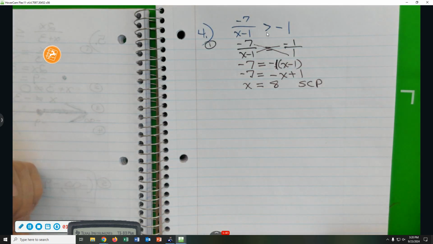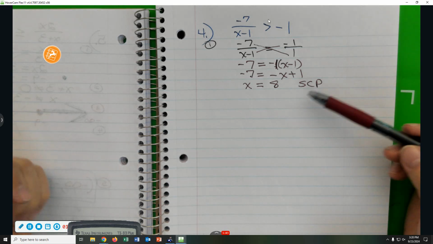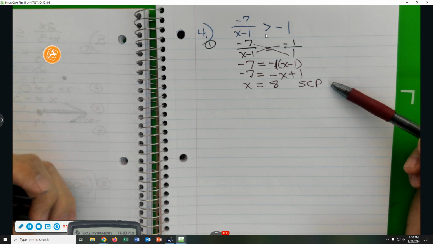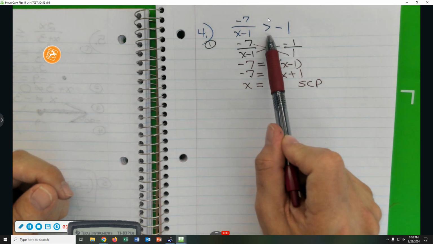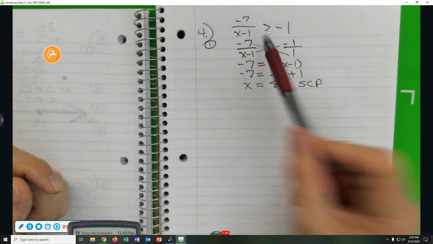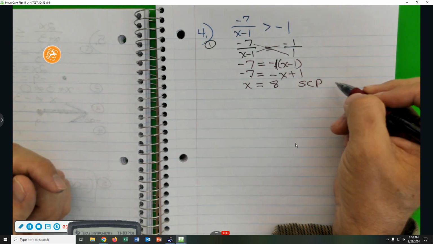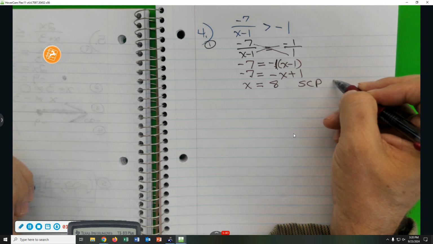And how will it be labeled? To decide how to label a solution cut point, what do I look at? The inequality. There's no horizontal bar saying equal to, so how will I label it? Not closed, oh sorry, open circle.